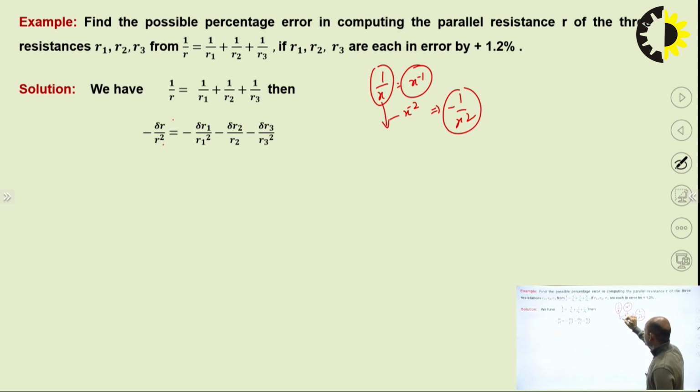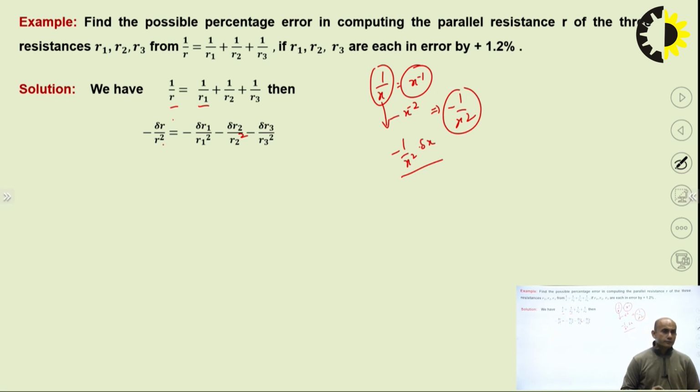The differential of this will be minus 1 upon x square times delta x. So taking the differential of 1 upon R, we get minus 1 upon R square into delta R. Similarly, the differential of 1 upon R1 is minus 1 upon R1 square and delta R1. Similarly, for 1 upon R2, it is minus 1 upon R2 square and delta R2, and minus delta R3 upon R3 square.